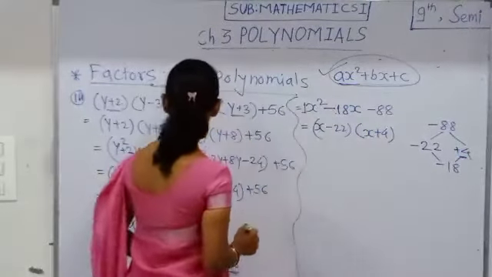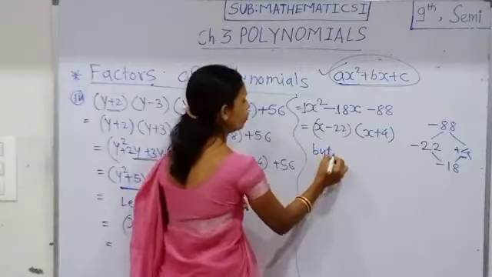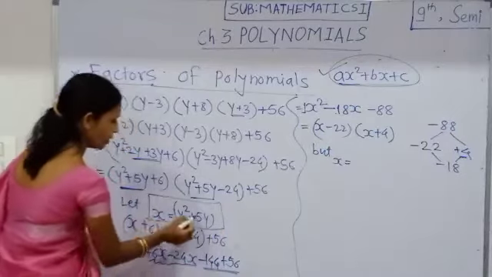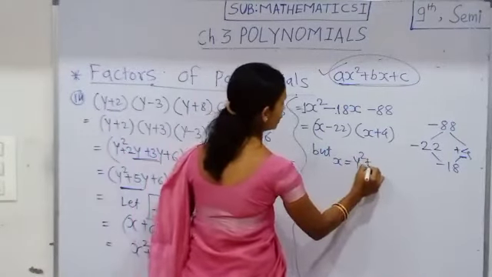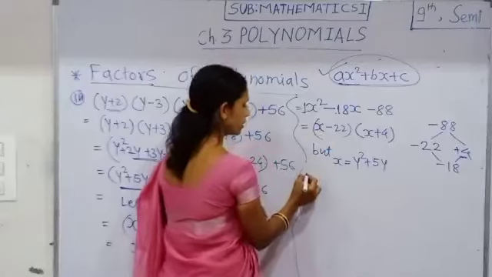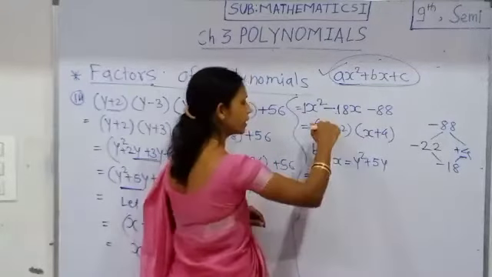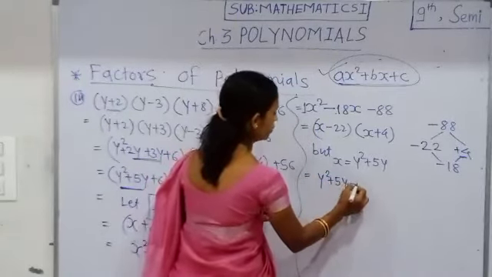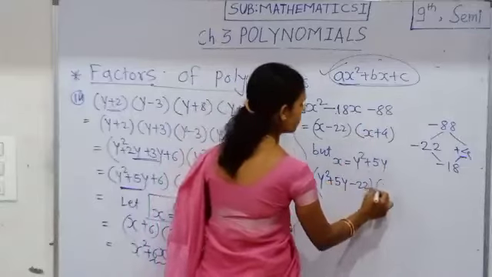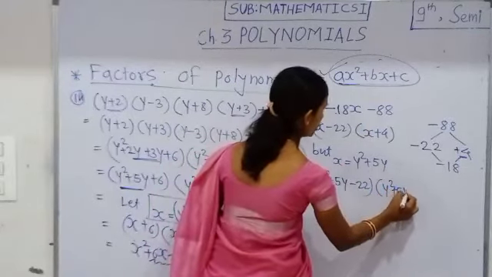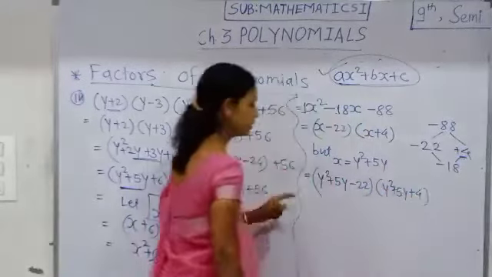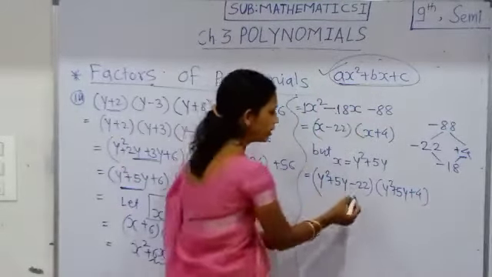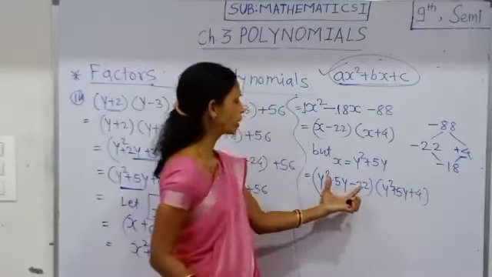Here the value of x is y square plus 5y. Putting the value of x here, we get new quadratic polynomials: y square plus 5y minus 22 in one bracket and y square plus 5y plus 4 in another. Now those are the new quadratic polynomials, and we have to try to factorize them.